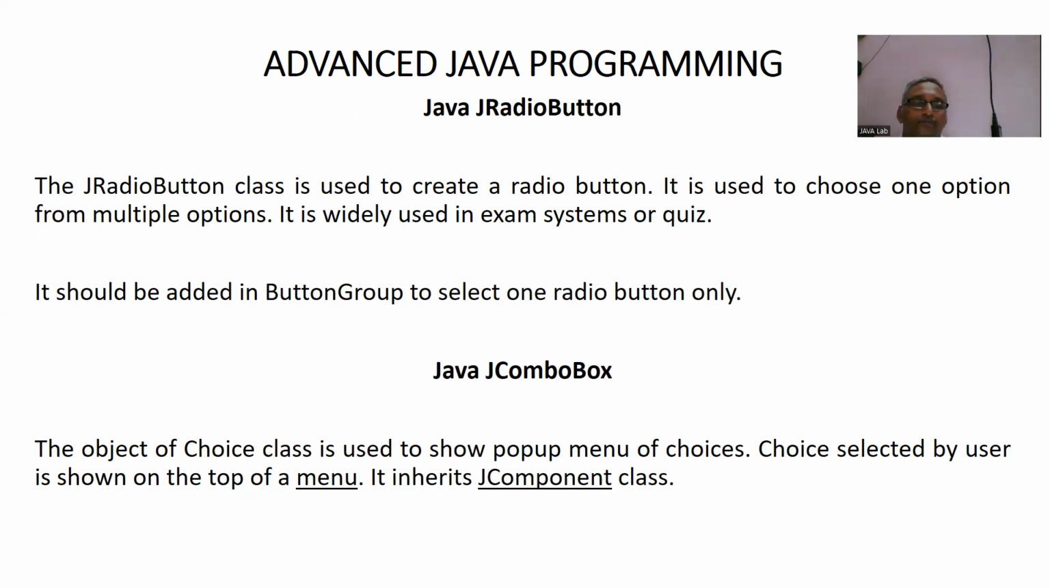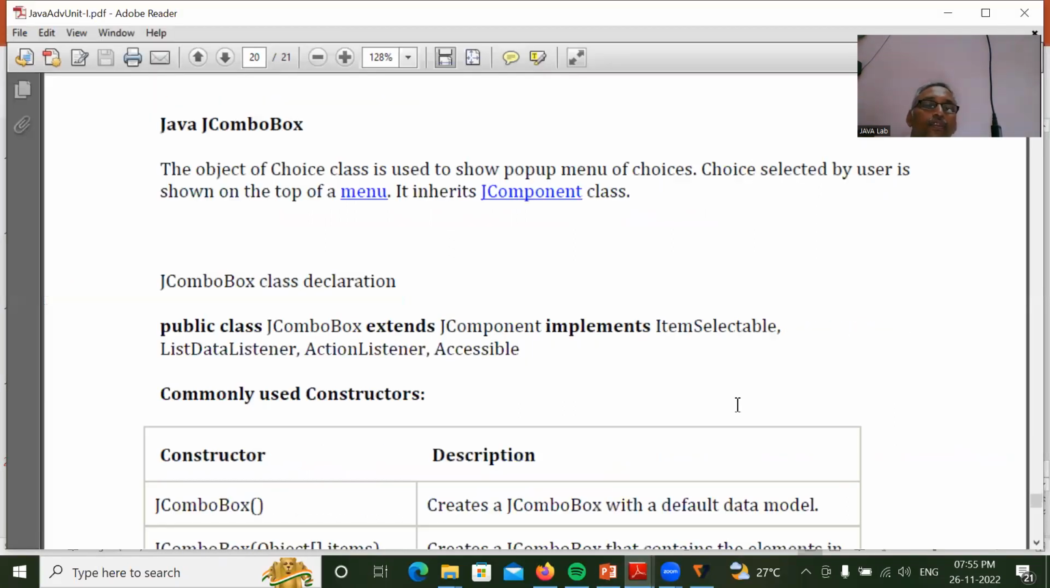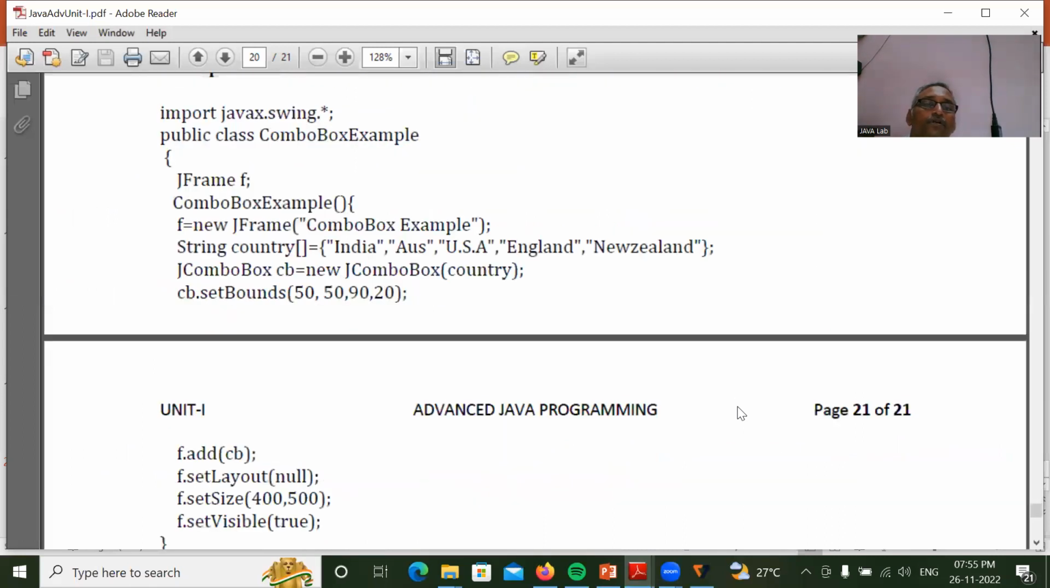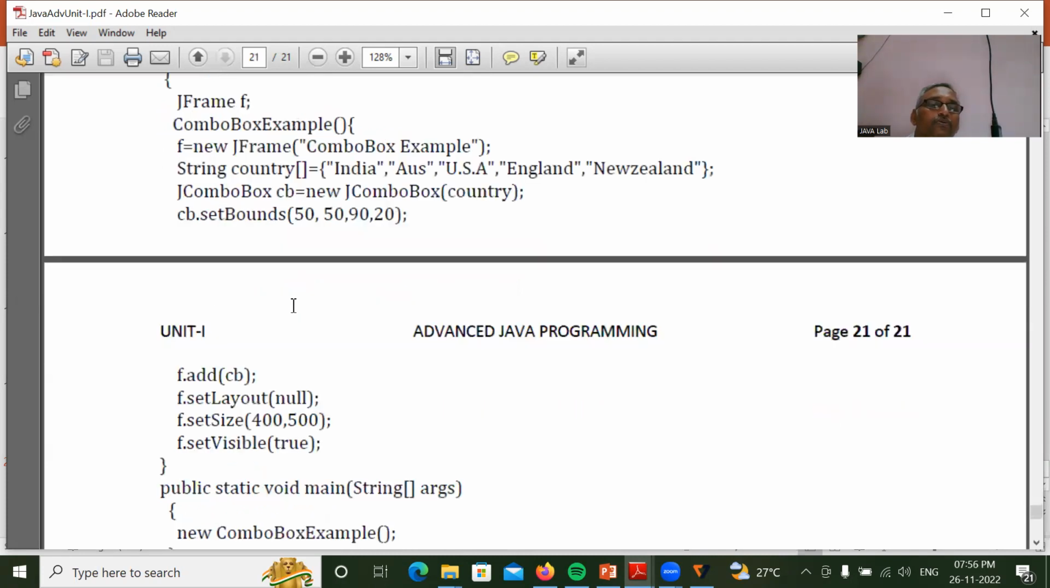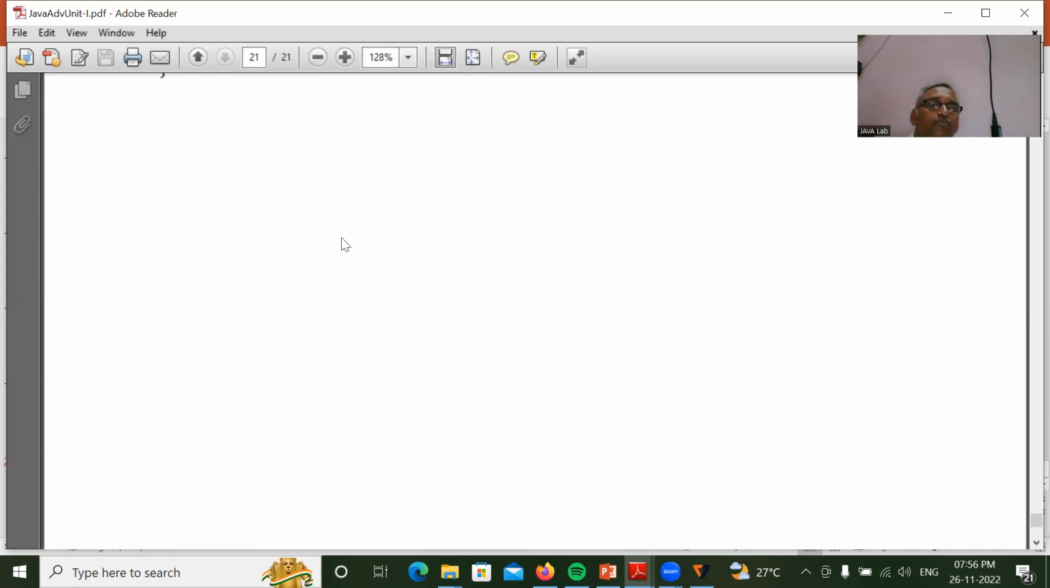Now let's see an example of JComboBox. This is the example of JComboBox, with countries such as India, Australia, and Asia. In this example, JComboBox cb is the object, a new JComboBox with the country array as the default display. cb.setBounds is used here. Then f.add(cb) and f.setLayout(null). This is the public static void main, new ComboBoxExample. Okay, this is an example of JComboBox.